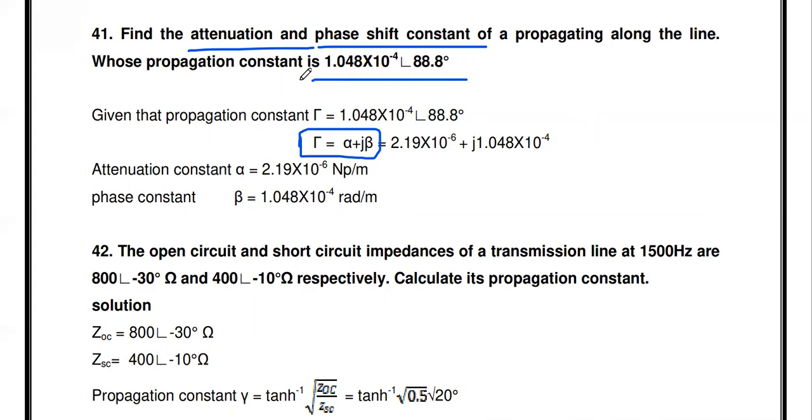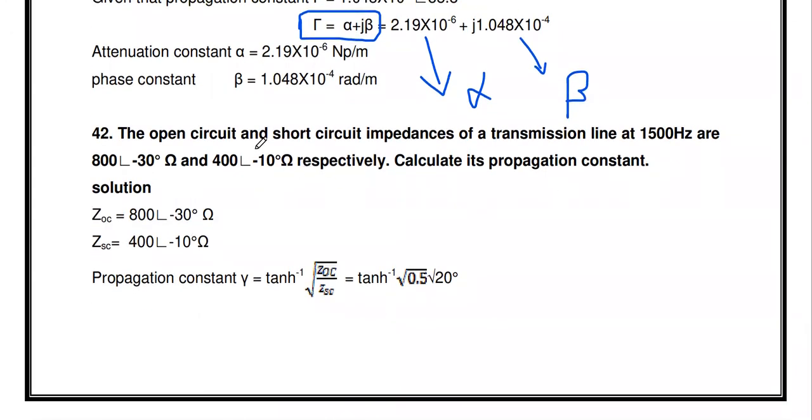Here the propagation constant is given in polar form, so this is the given data. You just convert this polar quantity into rectangular form, and you may get the answer 2.19 × 10^-6 + j 1.048 × 10^-4. In this, the real part is the attenuation constant and the imaginary part is the phase constant. So alpha equals 2.19 × 10^-6 Neper per meter. The unit for the attenuation constant is Neper per meter, and the unit for the phase constant is radians per meter. Okay, so this is one type of problem.